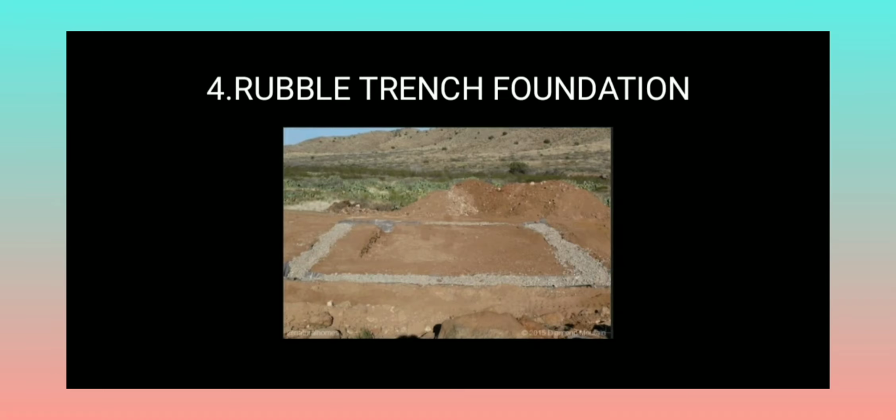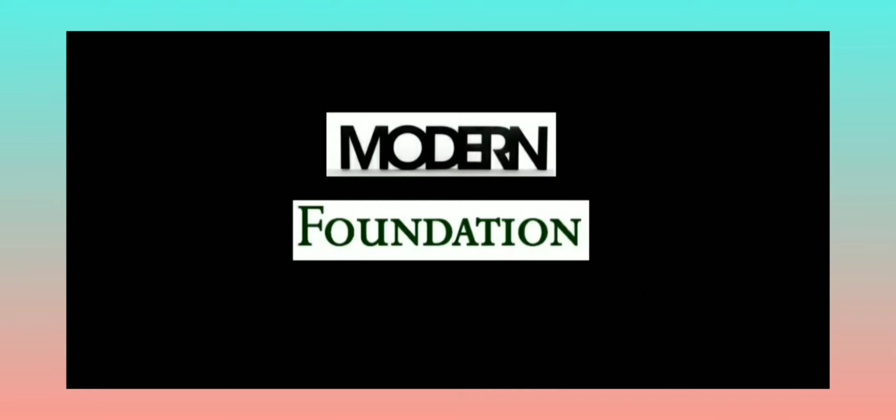The fourth one is rubble trench foundation. It is a shallow trench filled with rubble or stones. They are suitable for soil with a capacity of more than 10 tons per square meter, 2000 pounds per square foot. Now we are going to see modern type foundation.